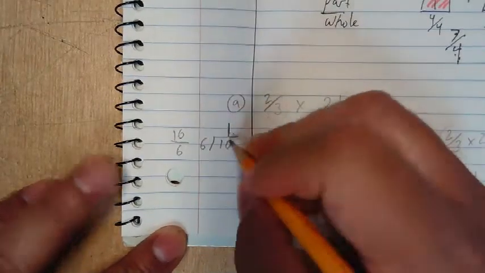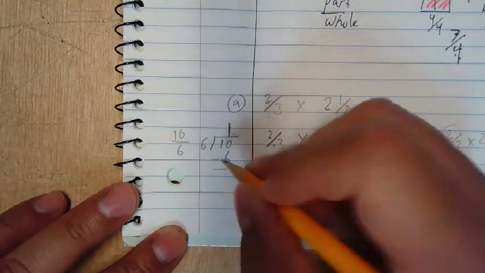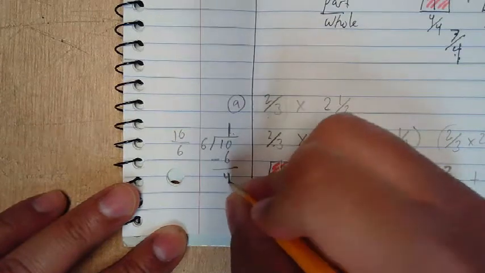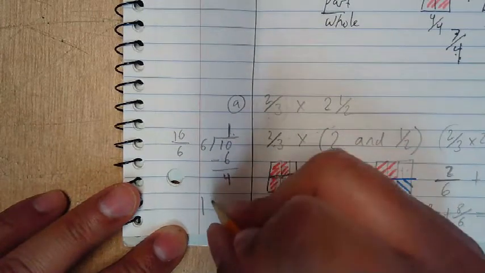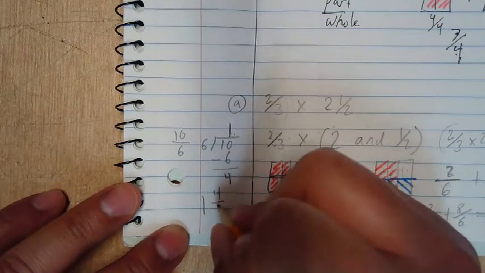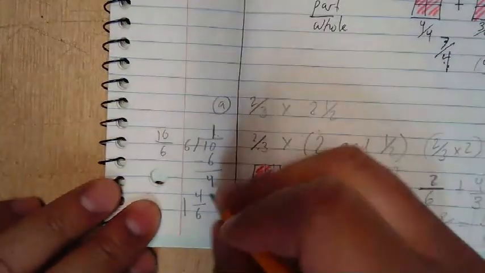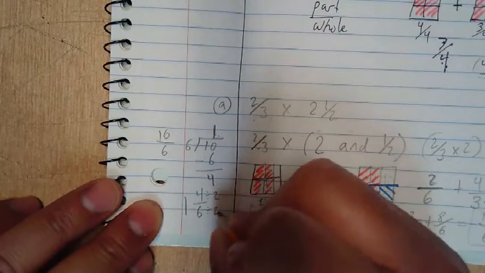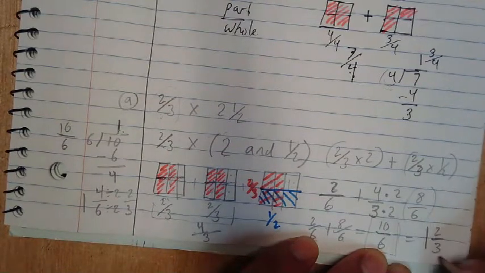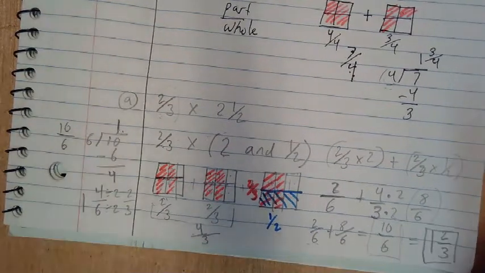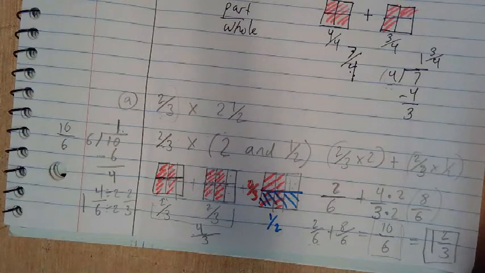I can make one full set of 6. I have 4 left over. It'll be 1 and 4 out of 6 with 4 pieces left. But don't forget to simplify. One and 2/3. Right?